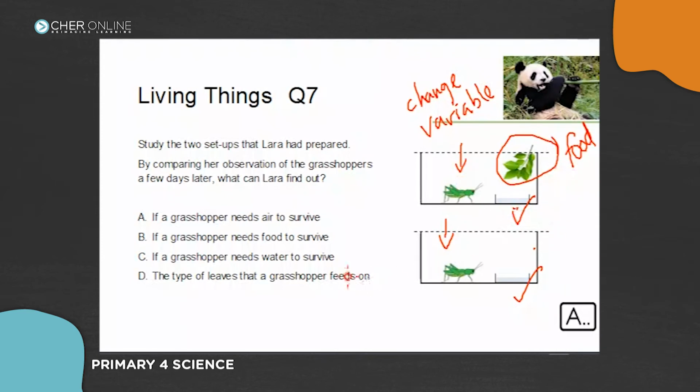So what is it that they're trying to find out? It's food. It's all about food, because that's the change variable. If the change variable is food, then that's what they are trying to find out: if grasshopper needs food to survive.